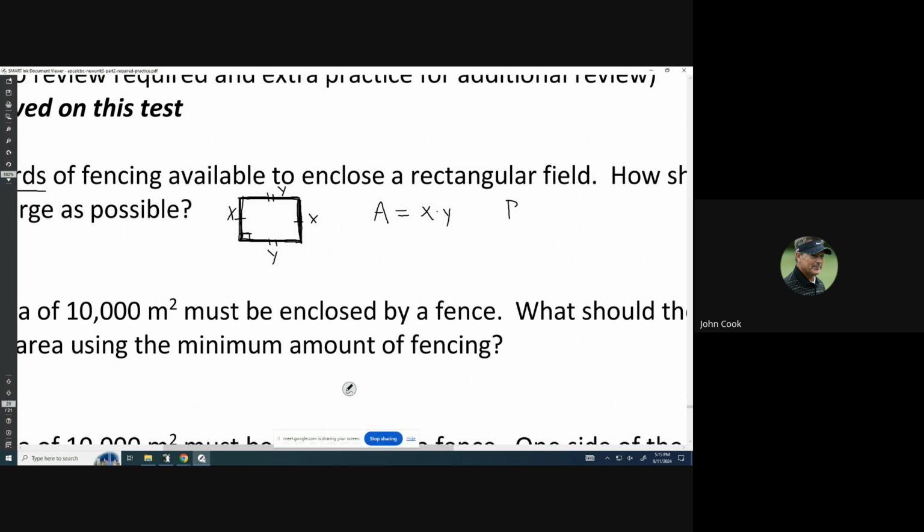So we write a perimeter formula: P is equal to 2x plus 2y. And then we know that that's fixed. We call that a constraint. So we're going to say that the perimeter is always going to be 320.